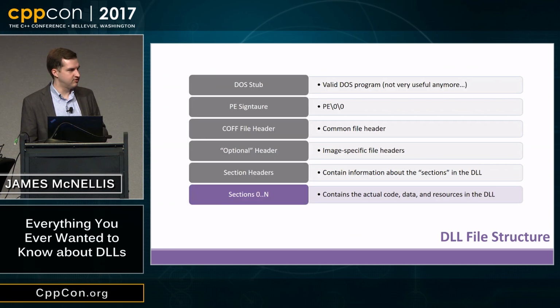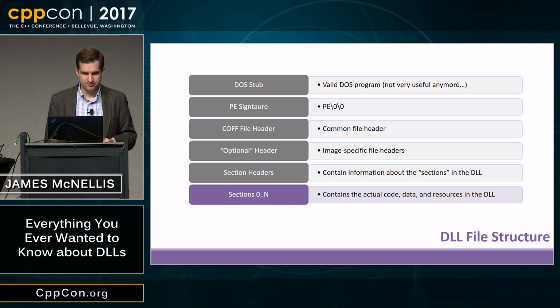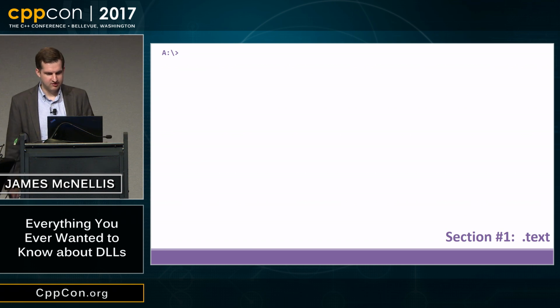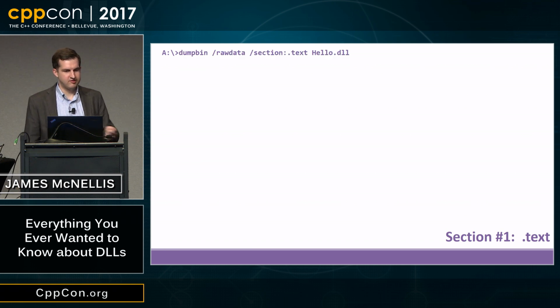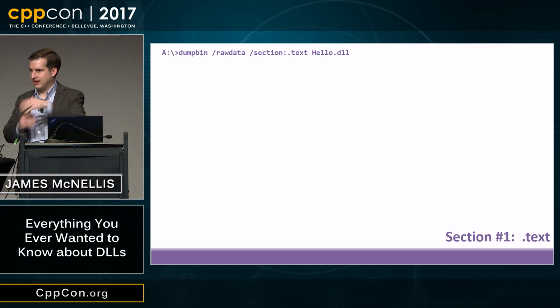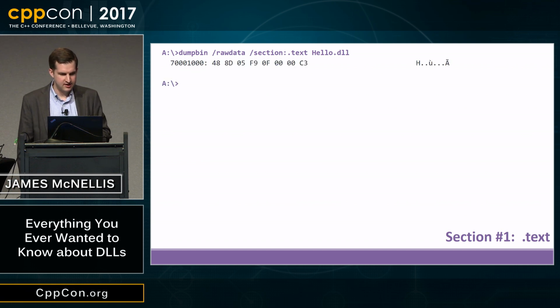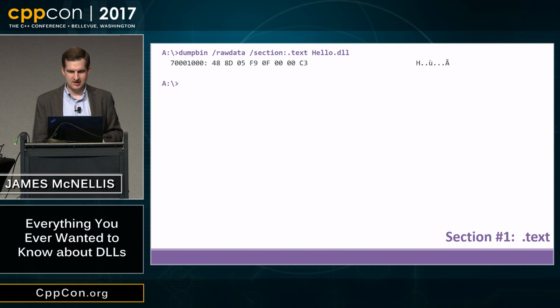So after that, we basically just have the sections. The section headers told us where to find the data in the file, and so we can now look at what's actually inside of the sections. To do that, we can use dumpbin /rawdata, which will just print out the hex of the data that's inside of each section. So here we'll start with the text section, and we can see that, okay, it contains some bytes.